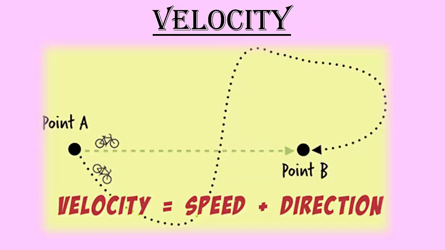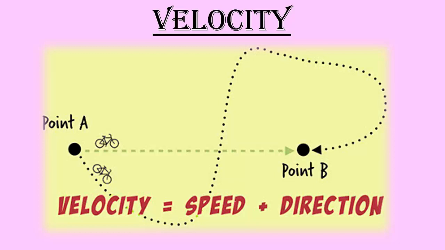Right? Now come to velocity. See here, speed is a scalar quantity and it does not have a particular direction. But velocity has both magnitude and direction. So in velocity, we are concentrating on both magnitude as well as direction. Here direction is very important.